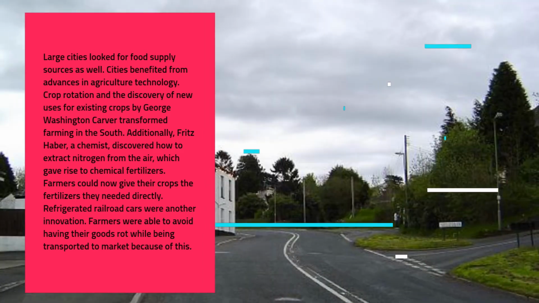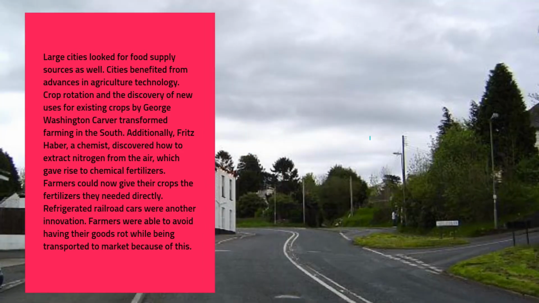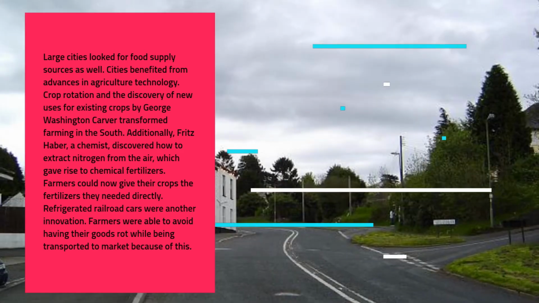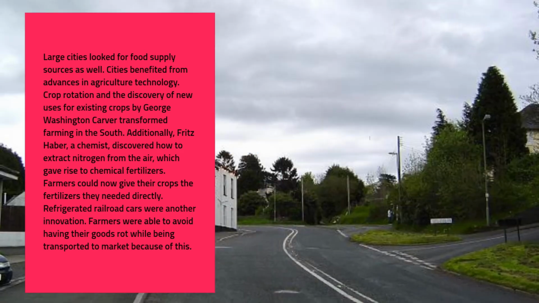Refrigerated railroad cars were another innovation. Farmers were able to avoid having their goods rot while being transported to market because of this.